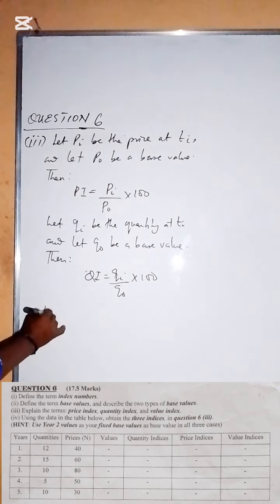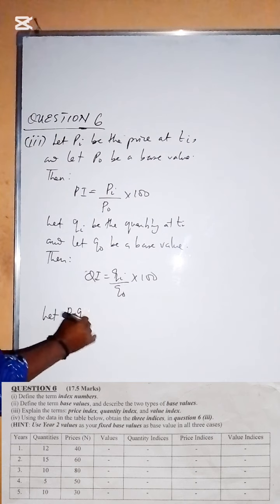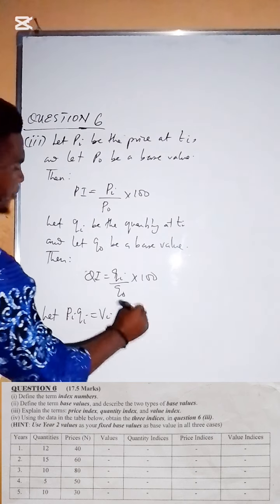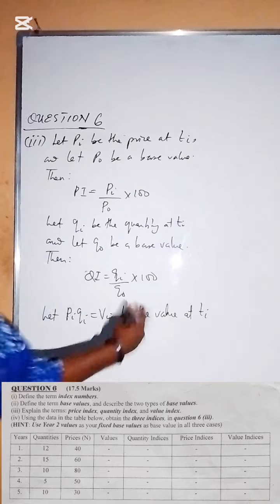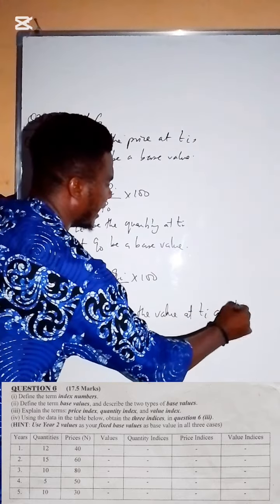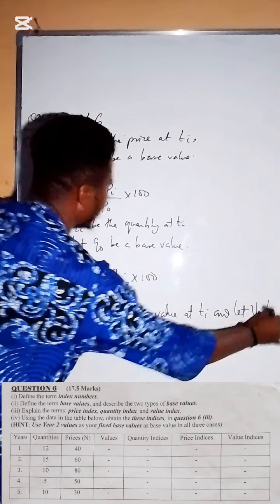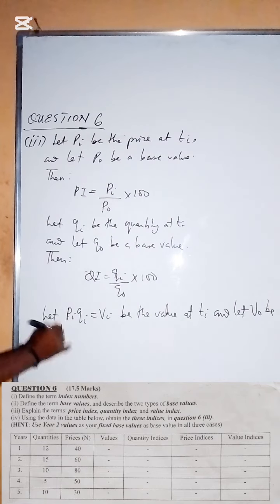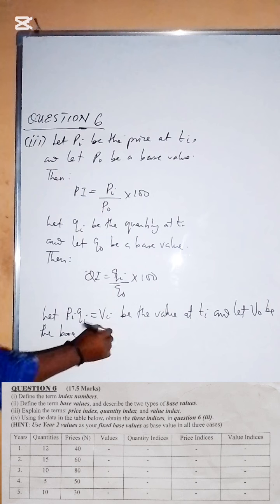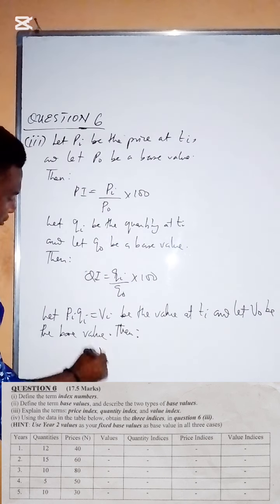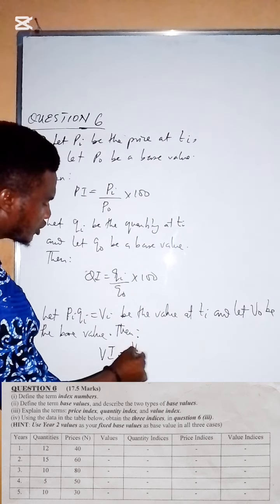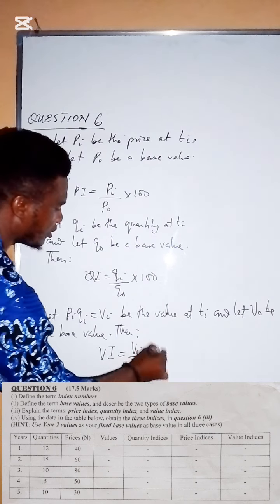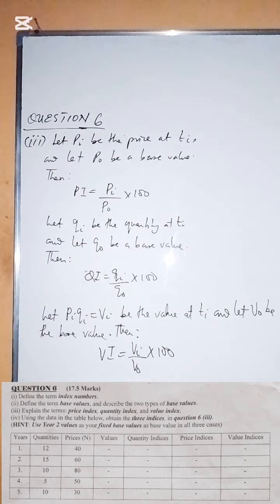Now finally, let PI QI, which is equal to VI, be the value at a time TI, and let V0 be the base value. That is, in all, we are referring to fixed base values. Then the value index will be equal to small vi over V0 times 100. And that completes this question.